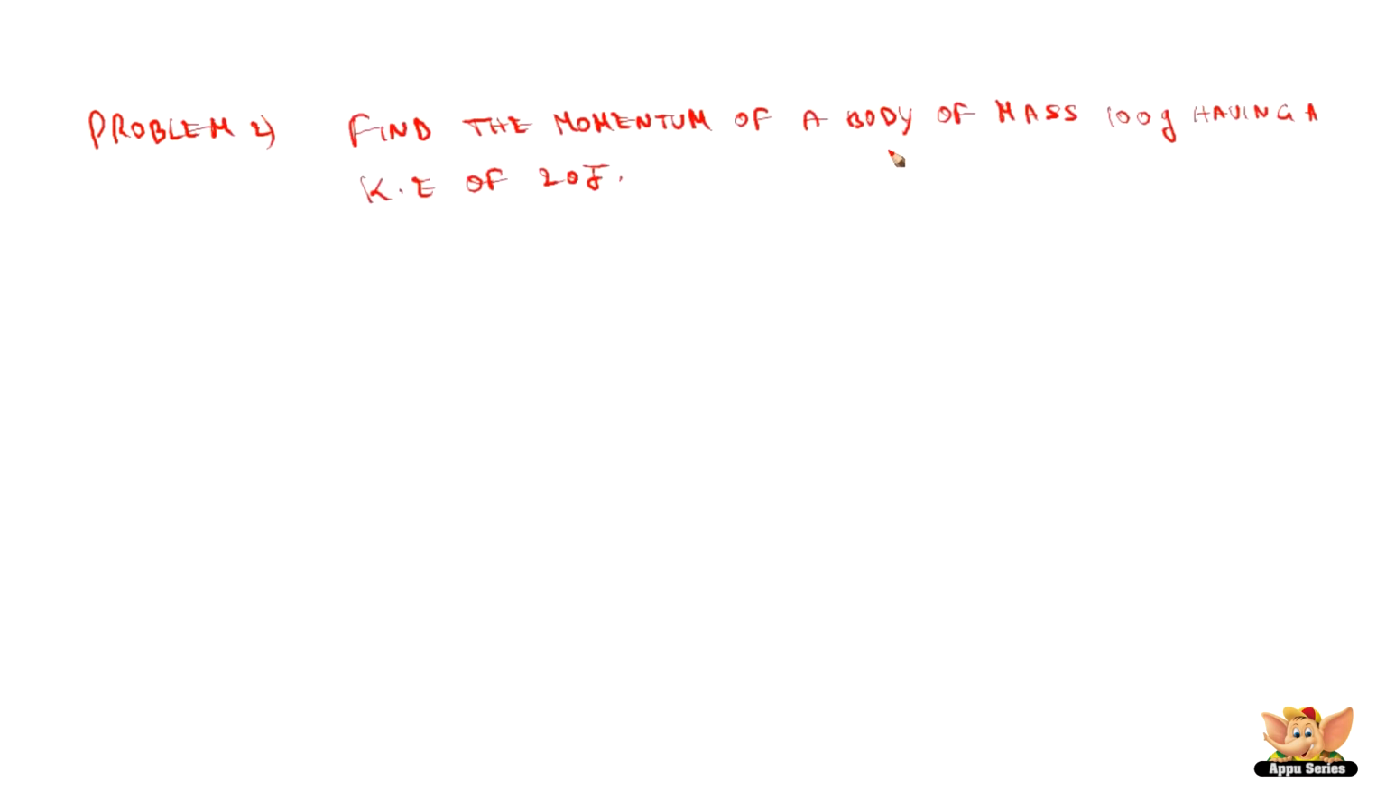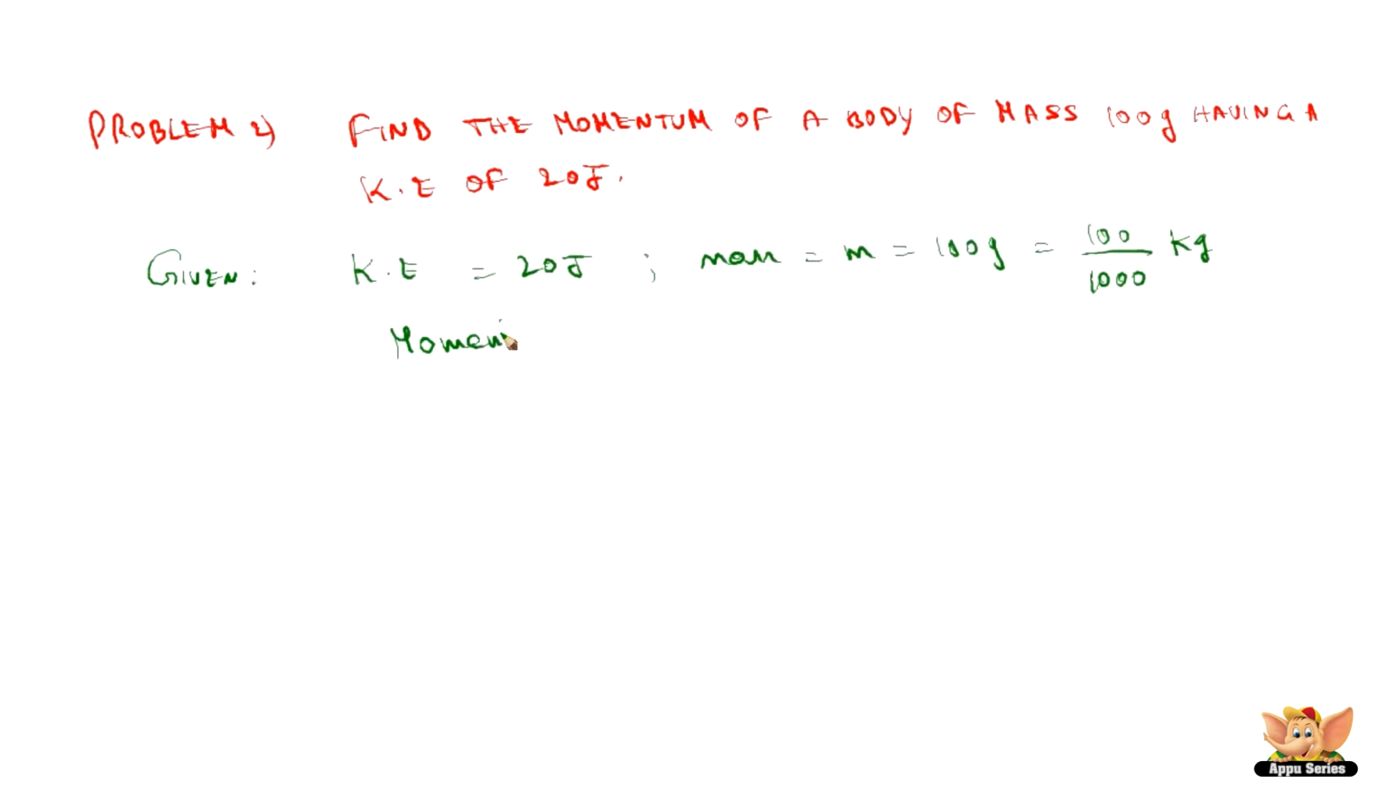Find the momentum of a body of mass 100 grams having a kinetic energy of 20 joules. So we are given the kinetic energy and the mass. We need to find the momentum. We know the momentum equation is mass into velocity, so we need to first find the velocity. Momentum is mass into velocity.